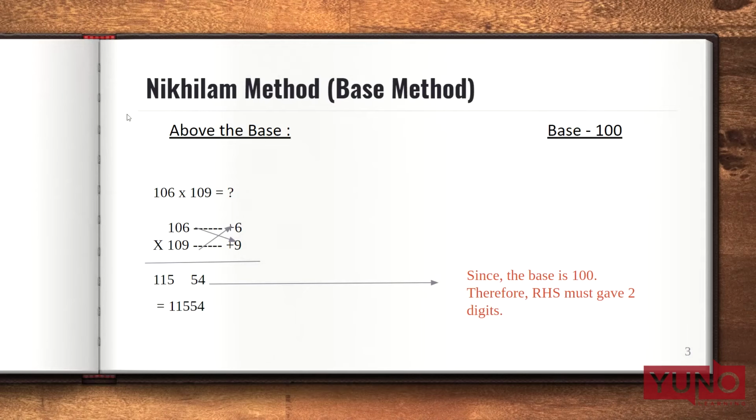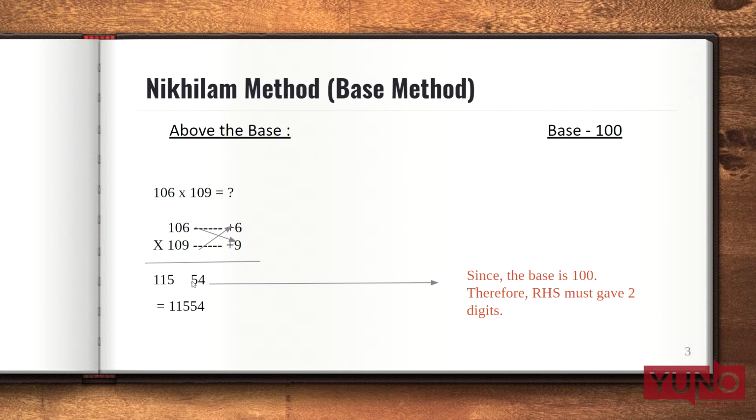Now for example, I want to multiply 106 with 109. The first step is to write down the differences from the base beside these numbers. So 106 is 6 more than 100, hence I have written plus 6. Similarly, 109 is 9 more than 100, so I have written here plus 9. The next step is to multiply these differences. So 9 and 6 when multiplied together give us 54.